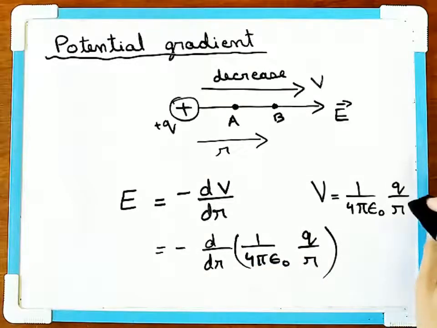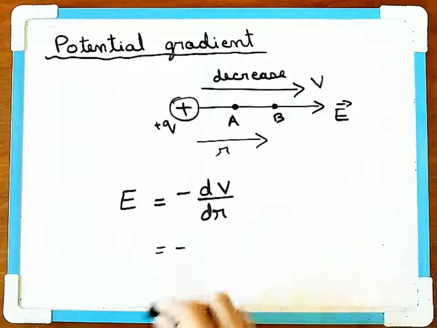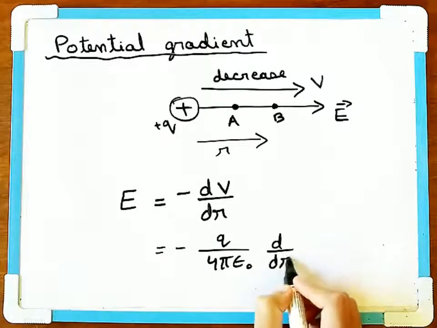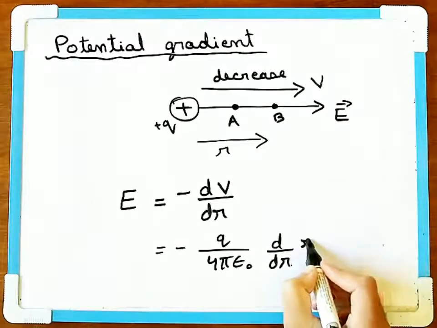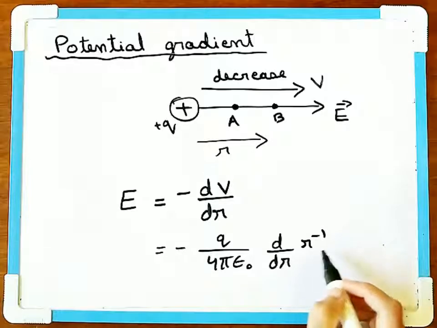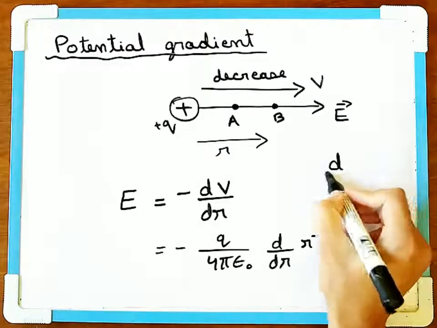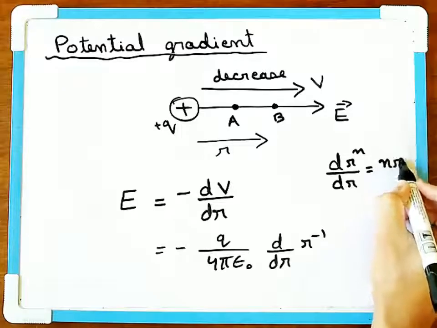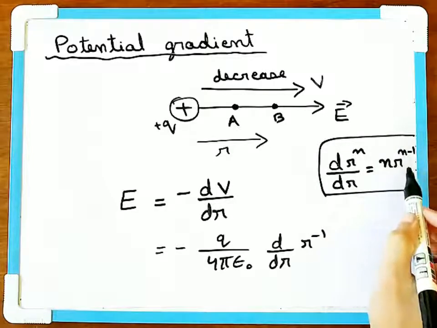So now 1 by 4 pi epsilon naught Q are constants. So what we have is this formula, Q by 4 pi epsilon naught. We only take the derivative of 1 by R. And this 1 by R, I can write it as r to the power minus 1. Now using this mathematical formula, I'll show you the formula first. If we have d/dr of r to the power n, then this will be equal to n r to the power n minus 1. Okay, so this is the formula which we are going to use. d/dr of r to the power n is equal to n times r to the power n minus 1.